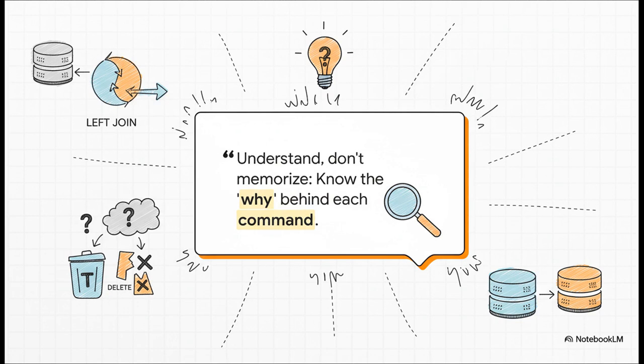And this might be the single most important piece of advice I can give you. Don't just memorize the code for a left join. You have to understand why you would need it in the first place. Why would you pick truncate instead of delete? Once you really get the why, the how, the code just follows naturally.